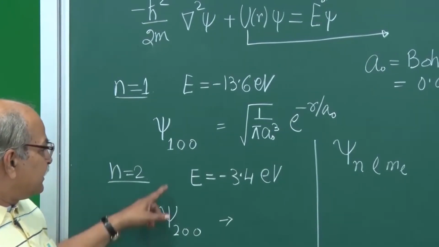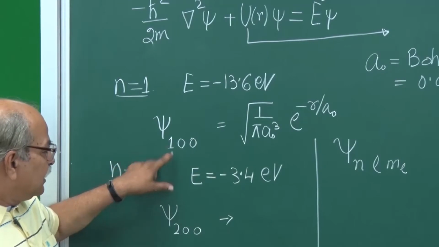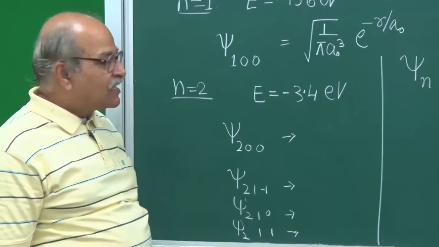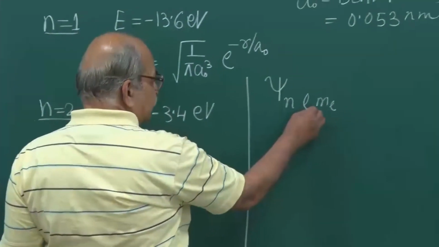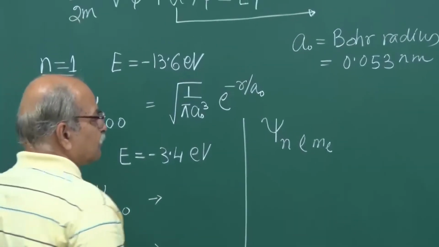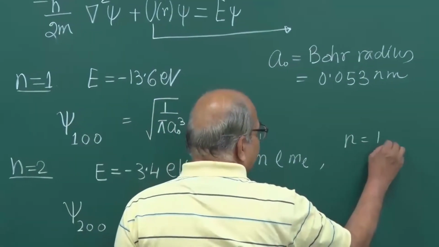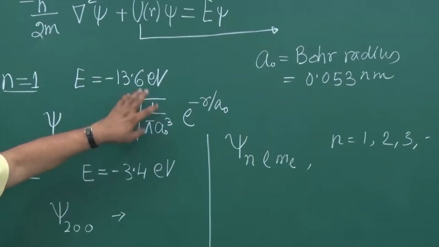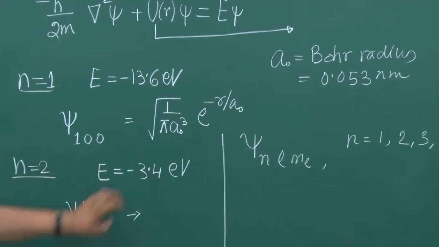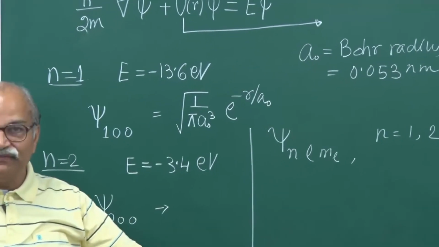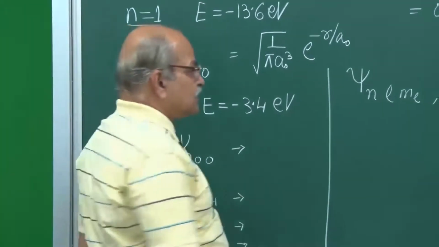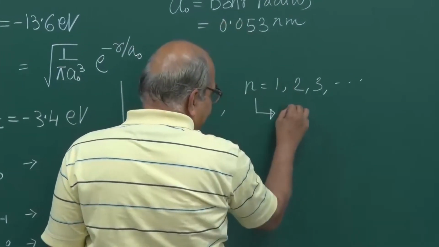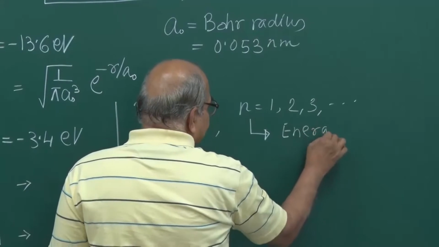So the first digit here is n. N is equal to 1, n is equal to 2, then n is equal to 3 and so on. And the second parameter is L. So n can be 1, 2, 3 and so on. Here n is 1, this is the energy; this is n equal to 2, this is the energy; n equal to 3, the energy will be minus 1.5 eV and so on. So that is n. This n, at least in this case, is related to energy.